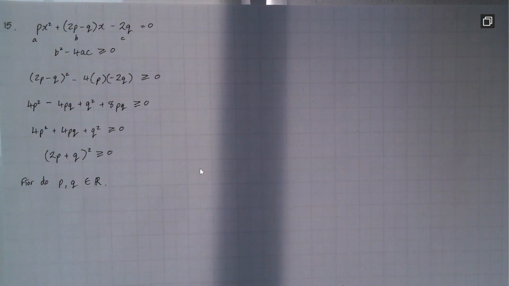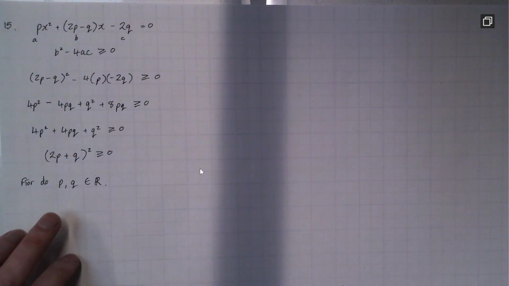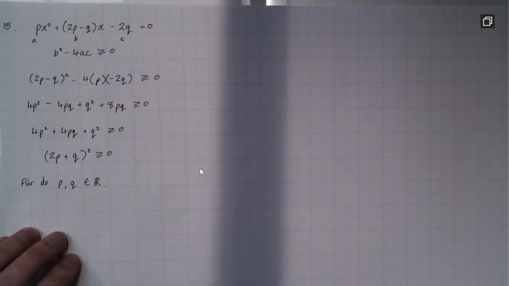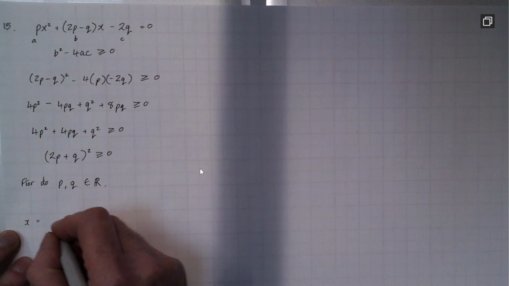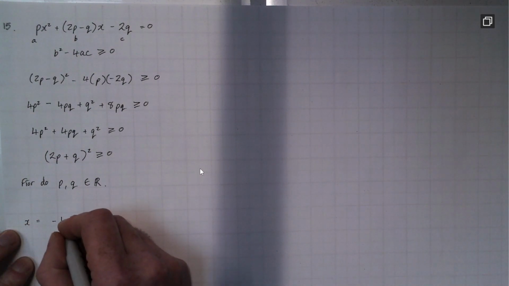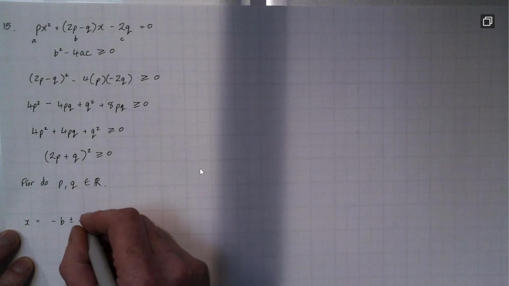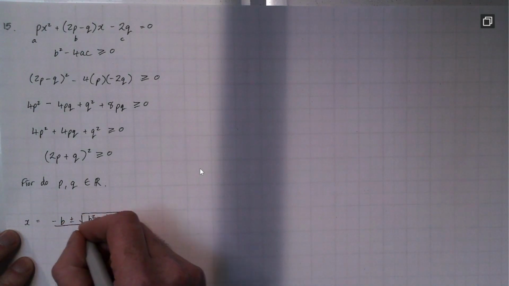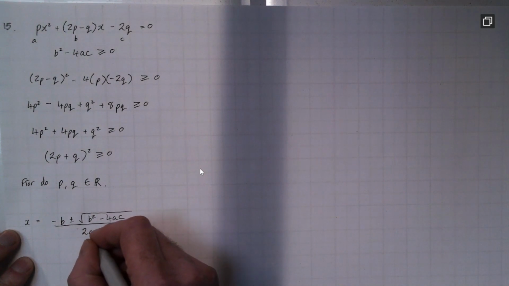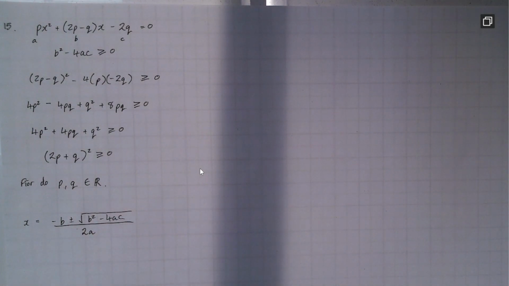Now for the next part of the question, express the roots in terms of p and q. So go back to the formula: x equals minus b plus or minus the square root of b squared minus 4ac, all over 2a. It's the formula to find the roots of the equation.